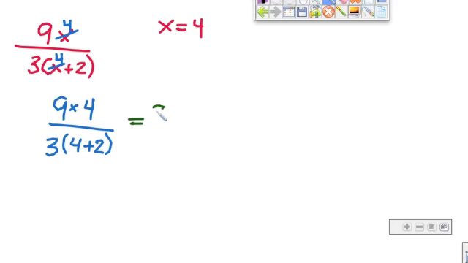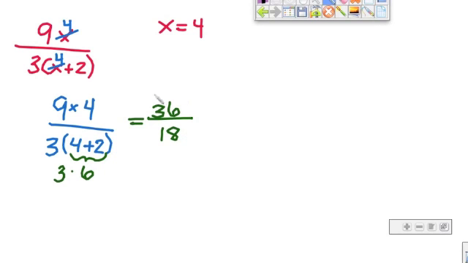9 times 4 is going to give us 36, and now we're done with the numerator. So let's look at the bottom. We're obviously going to do the parentheses first. So 4 plus 2 gives us 6, which is now going to be 3 times 6, which gives us 18.